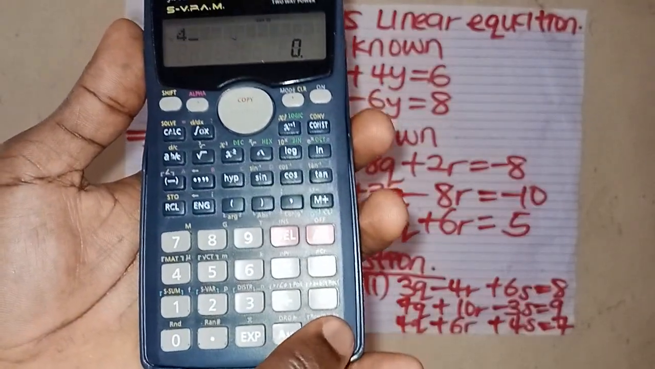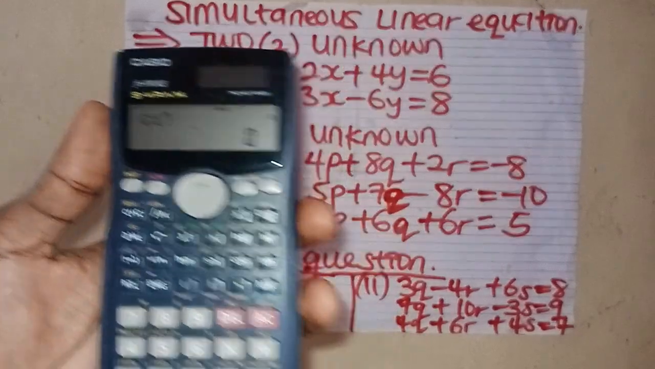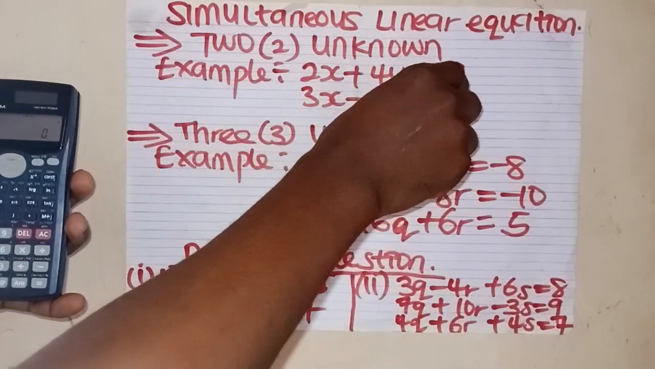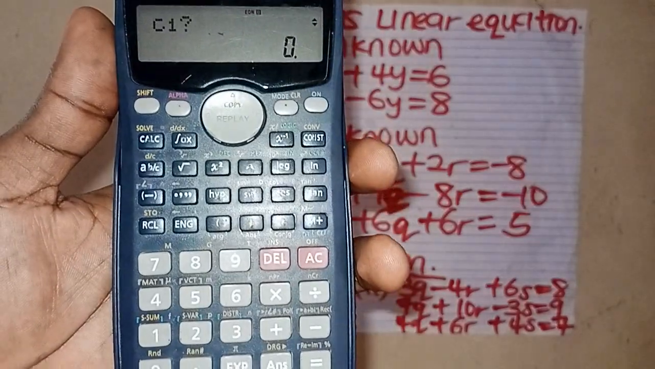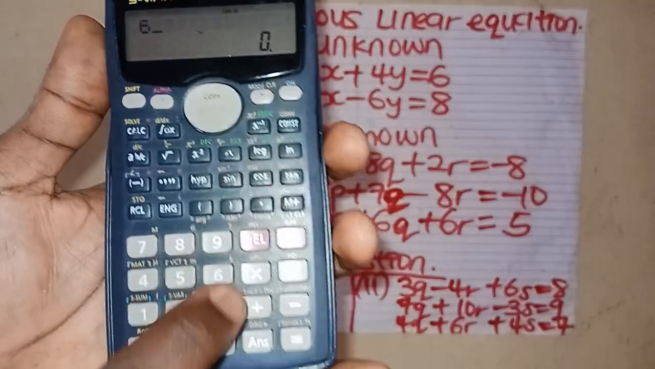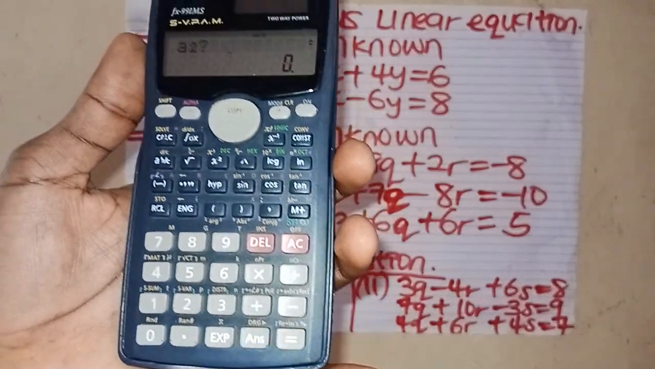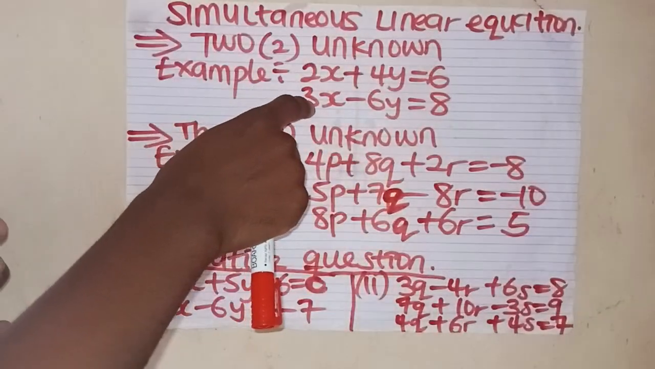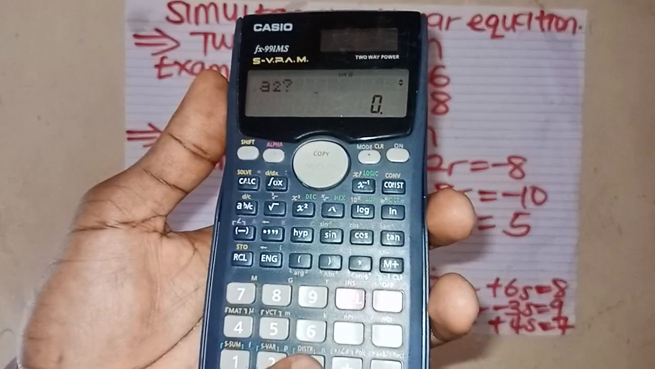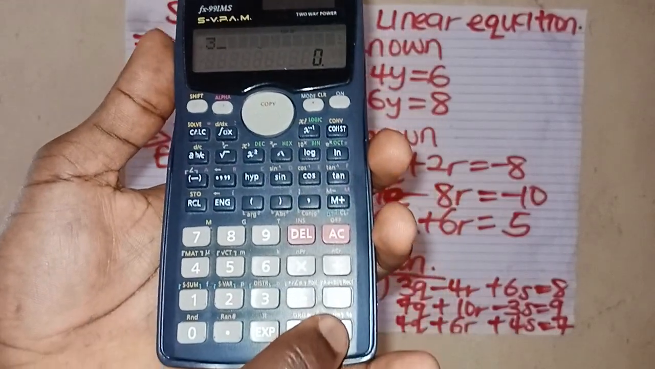When I press equal to here, it brought C1. That's the constant C1, and my C1 is 6. So I press 6 here and press equal to. Then it took me to A2, which is my 3. So I'll press 3 here, then I'll press equal to.